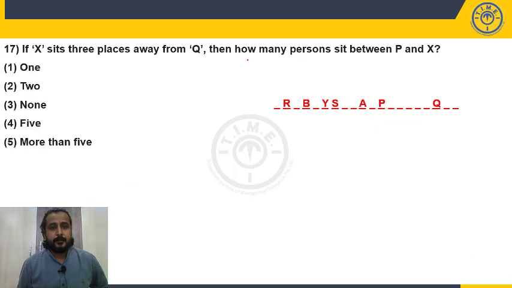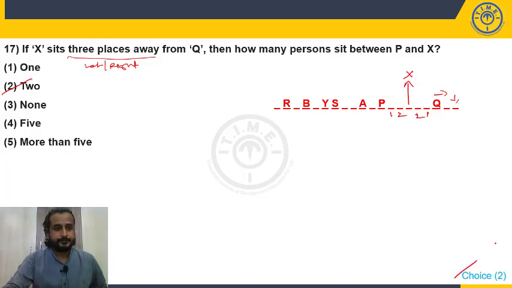If X is 3 places away from Q, it is given 3 places away, but have they mentioned left side or right side? No. So X may be left of Q or Q may be left of X. But can I go to the right side of Q? No, because this itself is the right end. So left side. 1, 2, 3 places away means how many gaps? 2 gaps. Who will come here? X. Now, how many persons between P and X? X is here, P is here. So 1, 2. So 2 is in choice 2. The answer is also choice 2.